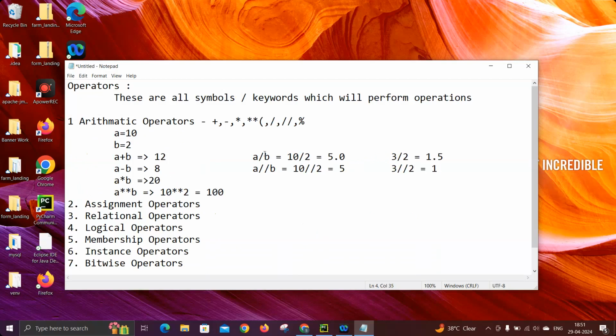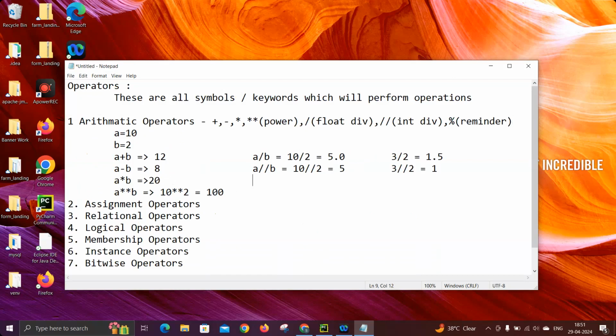Double star means, as we know, power. Single slash we can call a float division, because it will always give you a float value. Similarly, double slash will give you int division, that means it will give you an integer. The last one, percent, means remainder. This is also an operator which always gives the remainder.